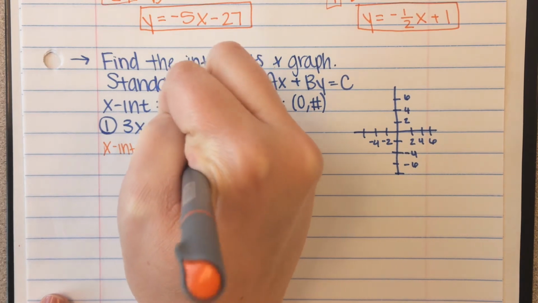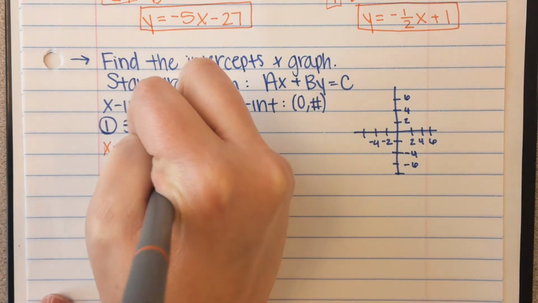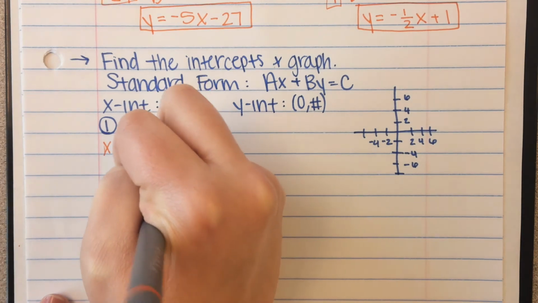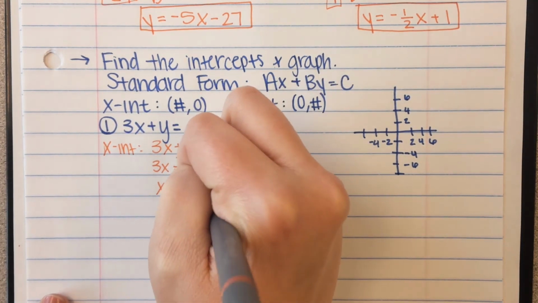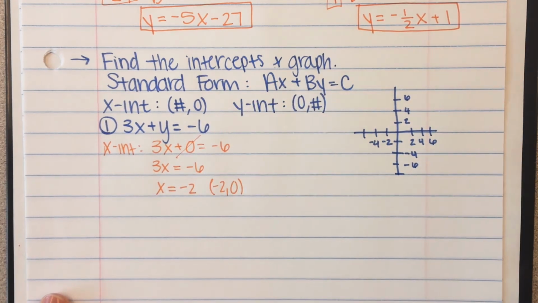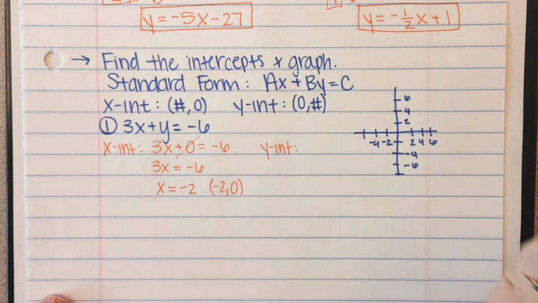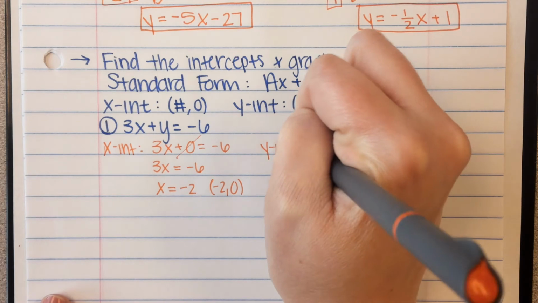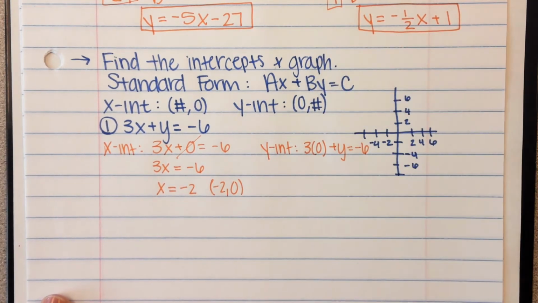So I have 3x plus 0 equals -6. Well, we know a 0 just disappears. So we have 3x equals -6. We divide both sides by 3, and x is -2. So the ordered pair would be (-2, 0). Now I'm going to find the y-intercept, and it's the opposite. So instead of y being 0, x is going to be 0. So 3 times 0 plus y equals negative 6.